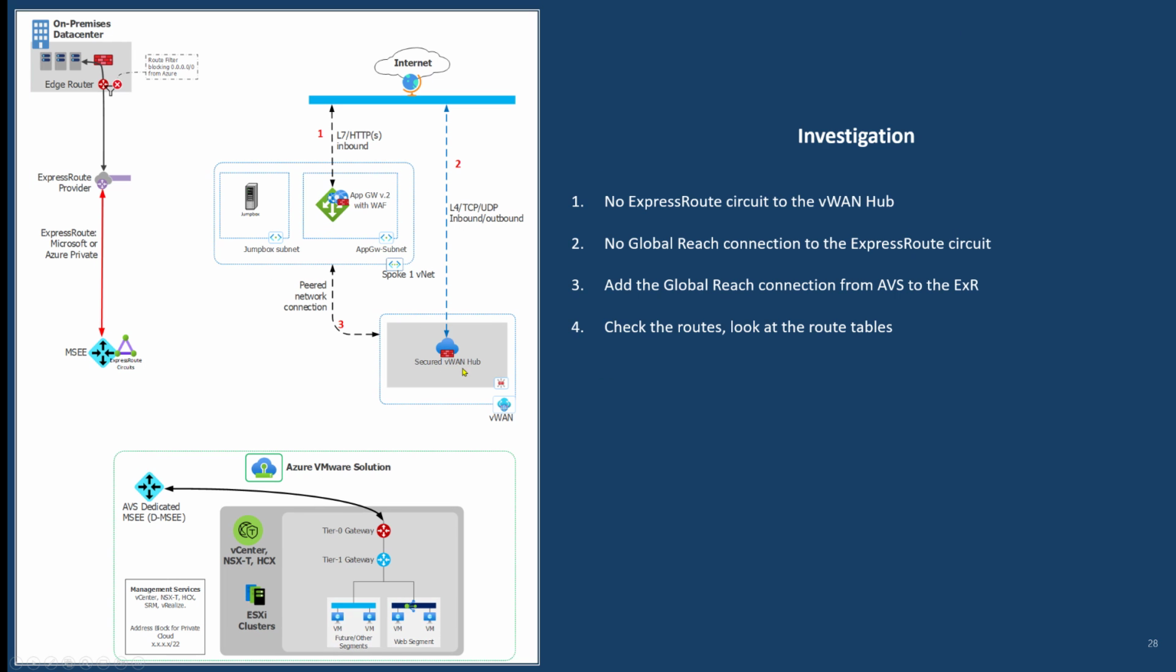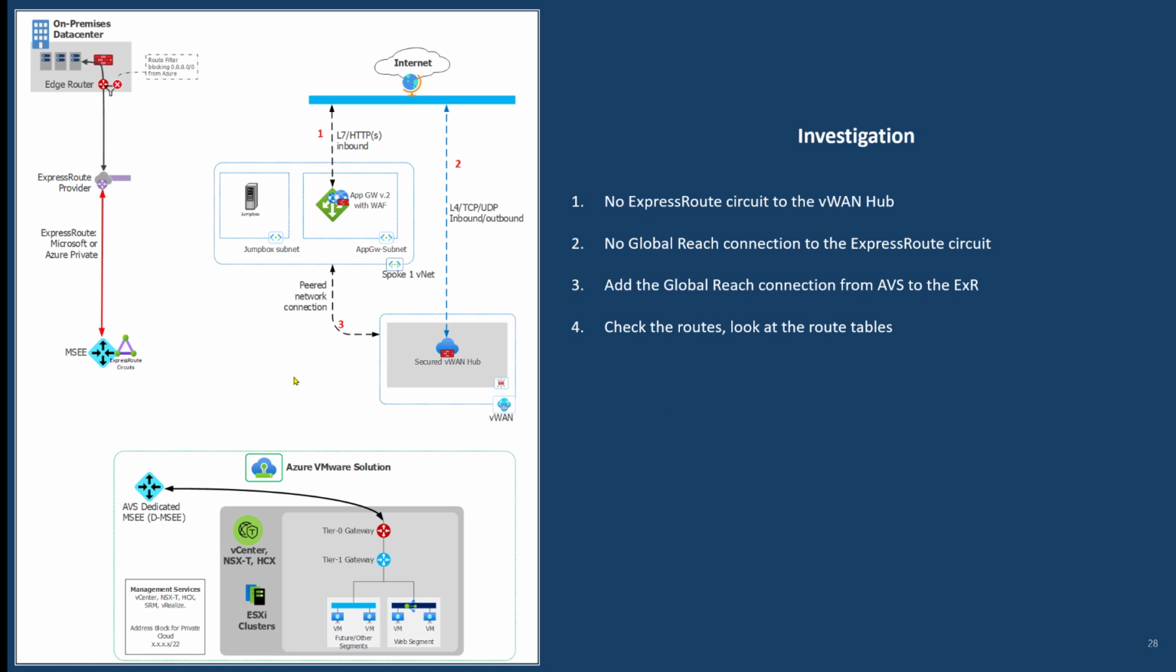Pre-built in the lab, we've got a vWAN hub, we've got a VNet, an Azure VNet with an app gateway in it. We've got a couple of workloads here, just a couple of web servers, and we've got an ExpressRoute circuit. None of these are connected together. Oh, other than these, of course.